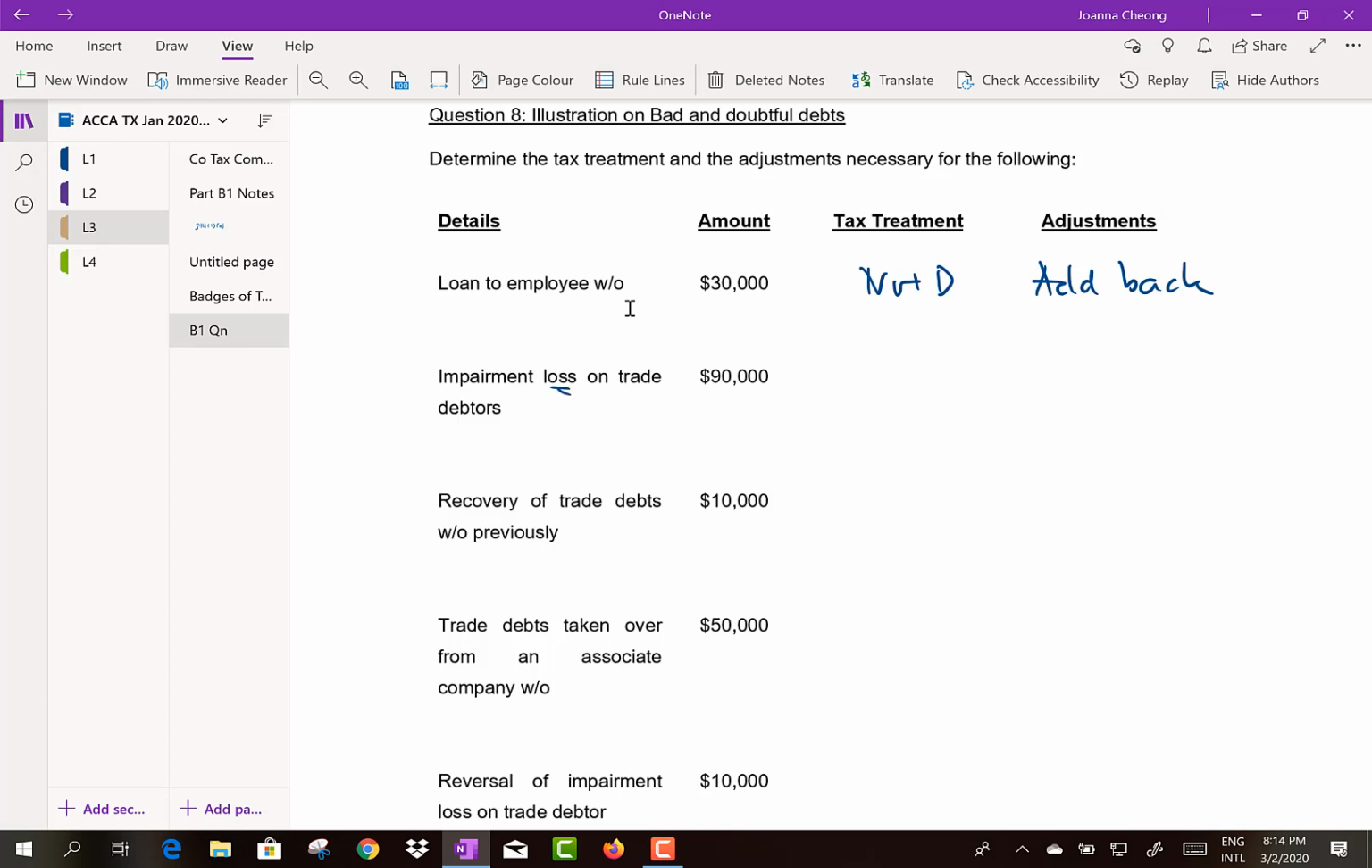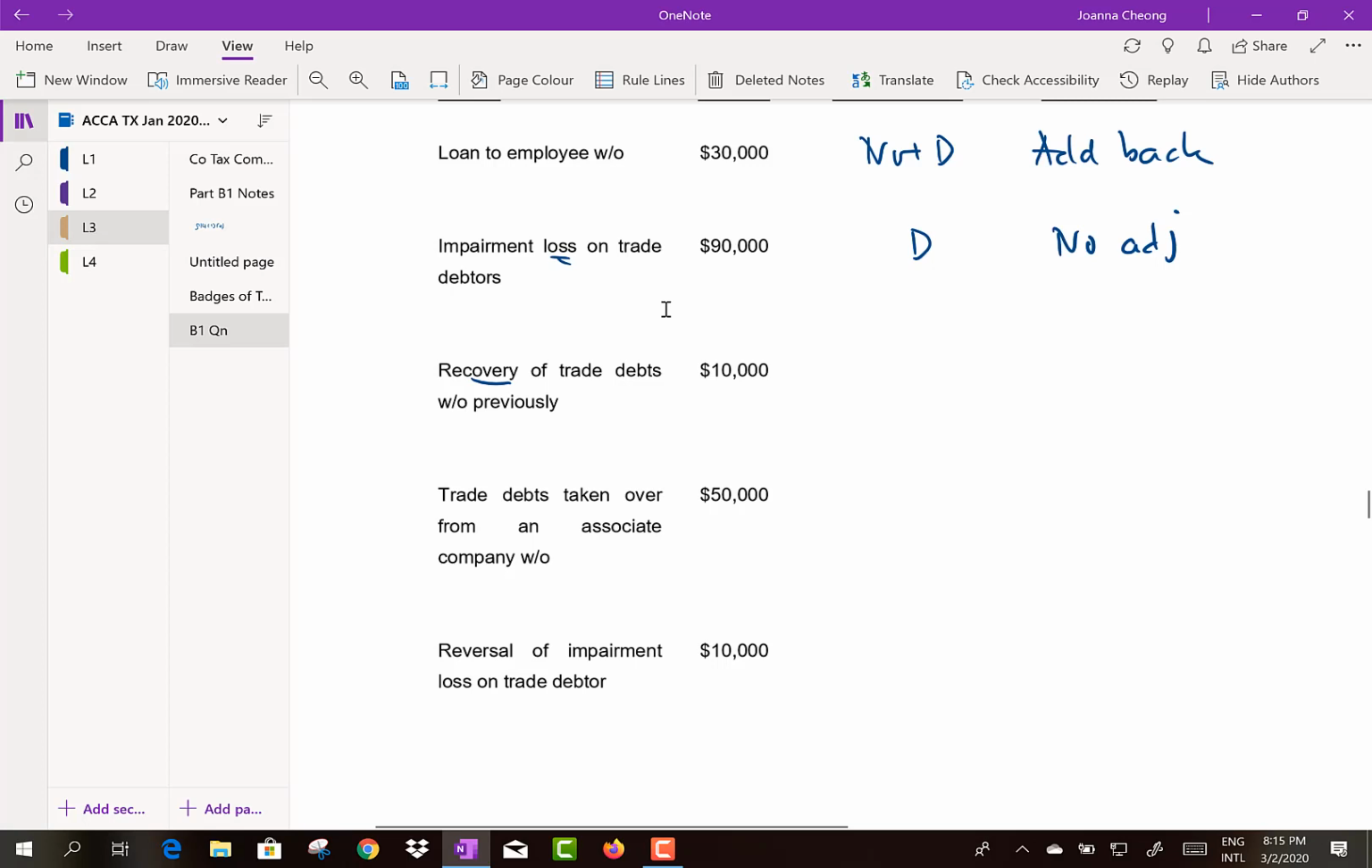Impairment loss on trade debtors. That means a trade receivable. So trade debtors is a revenue account, right? So would it be deductible? Yes. So your adjustment will be like this. Very straightforward. Recovery of trade debt written off previously. This is something that we have done earlier, nothing new. Recovery then is income. You ask whether it is taxable or not. Is it taxable? Yes, because it's trade related. So no need to make any adjustment.